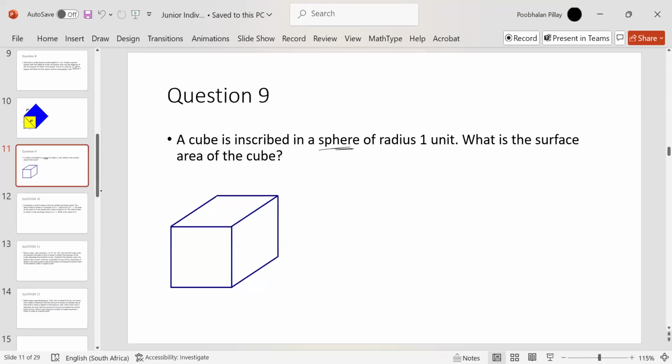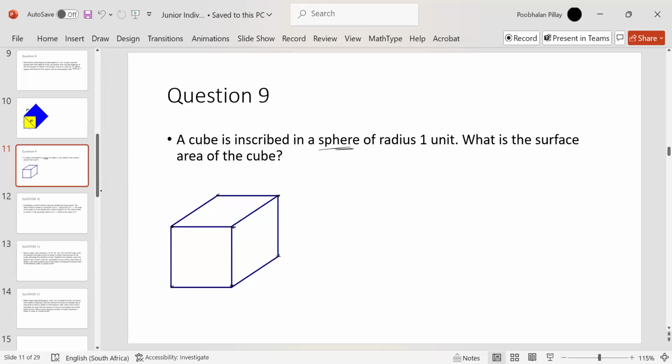We can't see it. It's not easy to imagine. But what we do know is that this cube is inscribed in it. So all these vertices, there are 8 vertices in the cube, the whole lot of them are sitting on the sphere. Because it says the cube is inscribed in the sphere. So all the 8 vertices are sitting on the sphere.